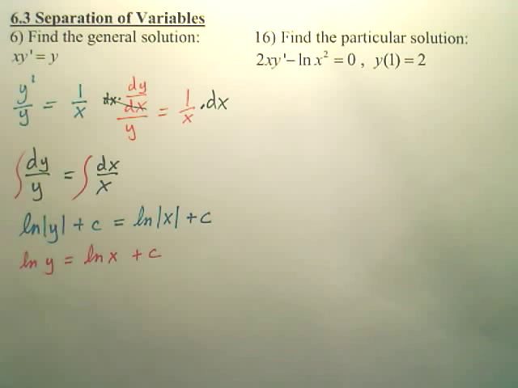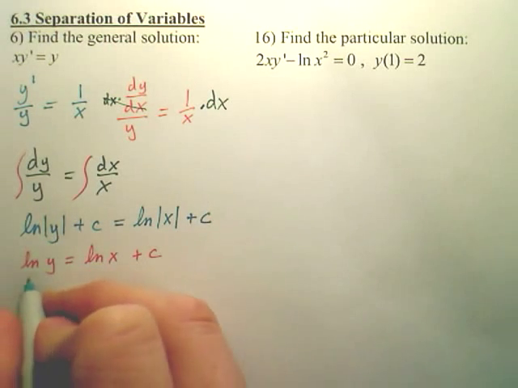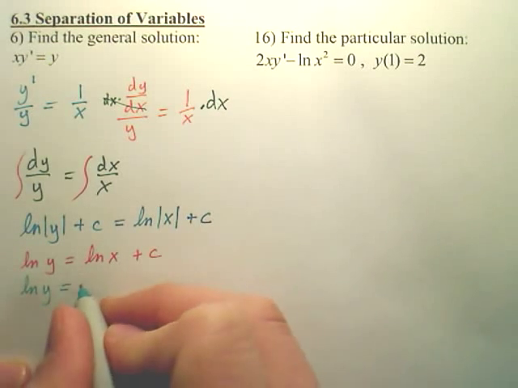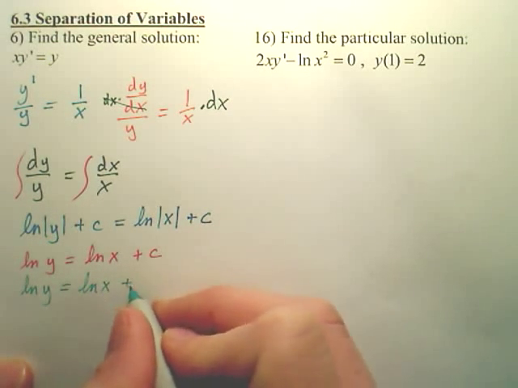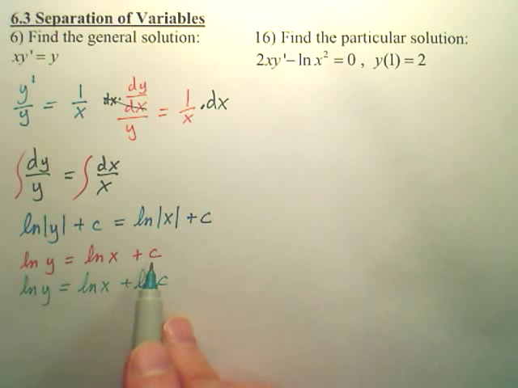Now, there's a problem here. If I want to change this to get y equals, that plus c is kind of annoying. So watch this. This is going to kind of mess some of you guys up. But I'm going to write this as ln y equals ln x plus ln c. Now, if I haven't defined my constant yet, could I make it an ln of it? Since I haven't defined it yet, can I just make it ln of that constant?